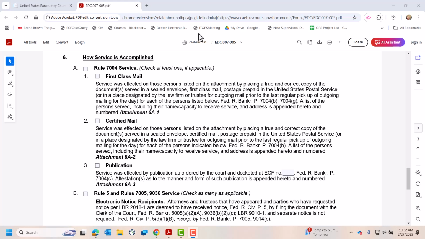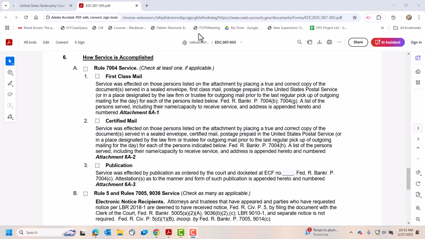7-005. The focus of this video is Section 6A of EDC Form 7-005, but will include some discussion of Section 6B, which will be covered in more detail in the seventh video. Why Section 6 of EDC Form 7-005 is necessary: Section 6 is the portion of the Standardized Certificate of Service that specifically identifies the creditors served and describes the manner in which service or notice is being accomplished.